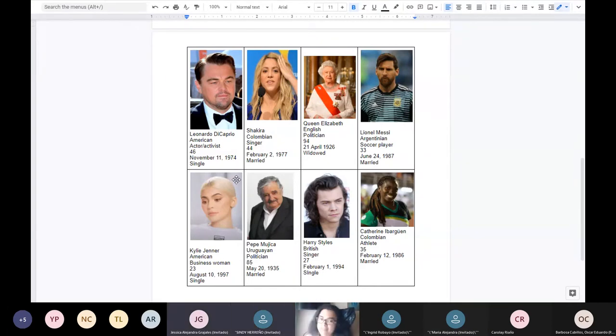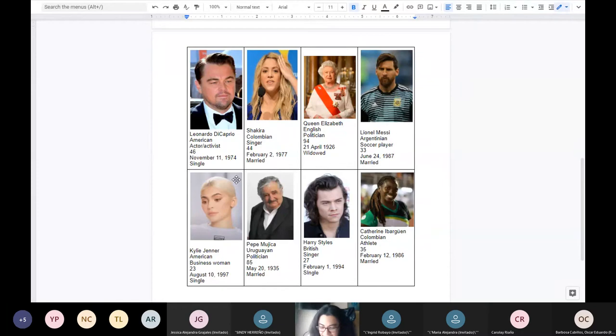Is he American? No, it is not American. Is he Uruguayan? Yes, he is Uruguayan. He is Pepe Mujica. Yes, all right. Very good, very good. Okay, and finally, last person.